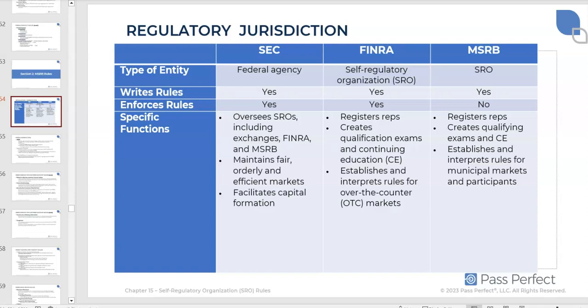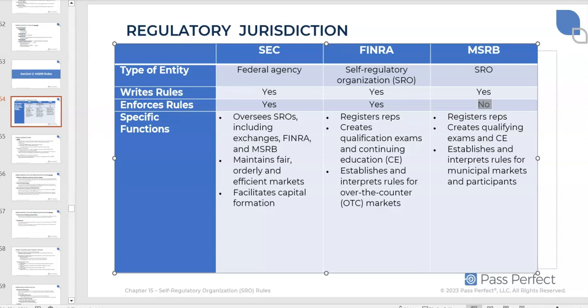Now the MSRB, as you notice, can create rules about the municipal bond industry, but does not have the ability to enforce its rules. It does not have enforcement capability or authority. Instead, the MSRB relies on someone else, mainly FINRA, but can be the SEC also, to oversee its rules. Now, if it's working with banks, they'll get the FDIC or the comptroller of the currency to enforce the rules, but it has no enforcement authority.